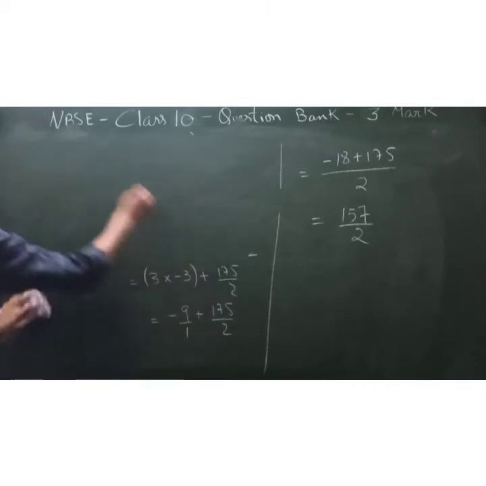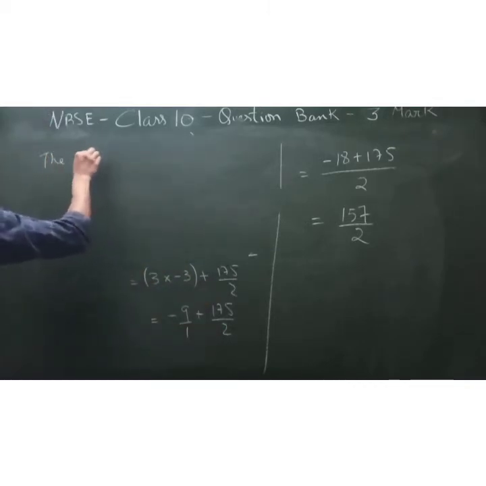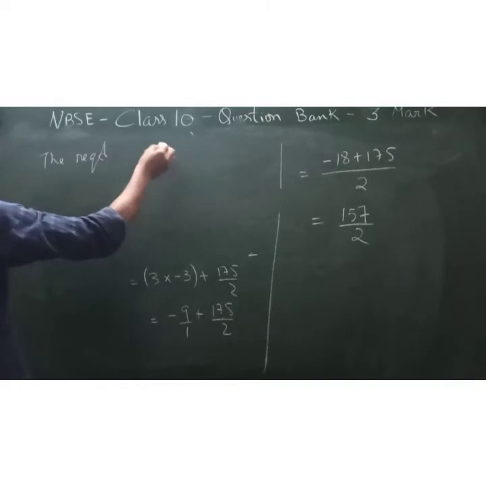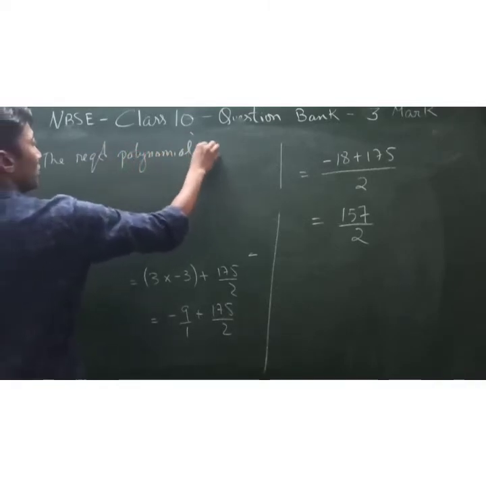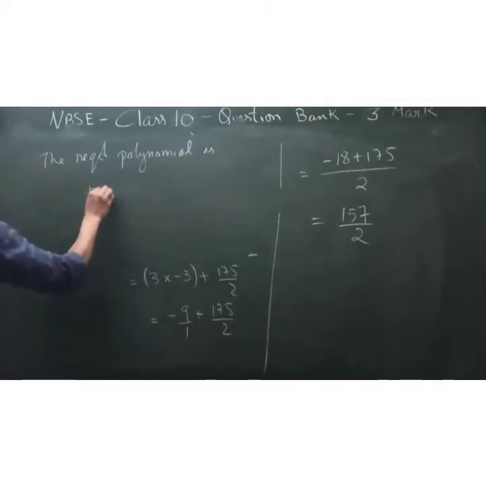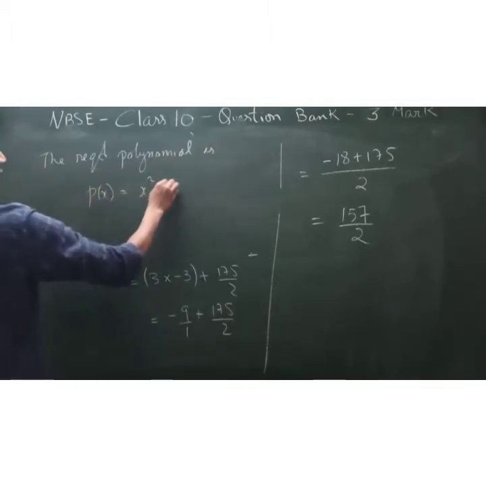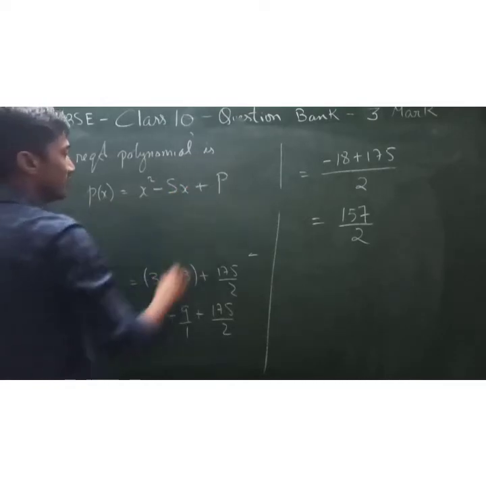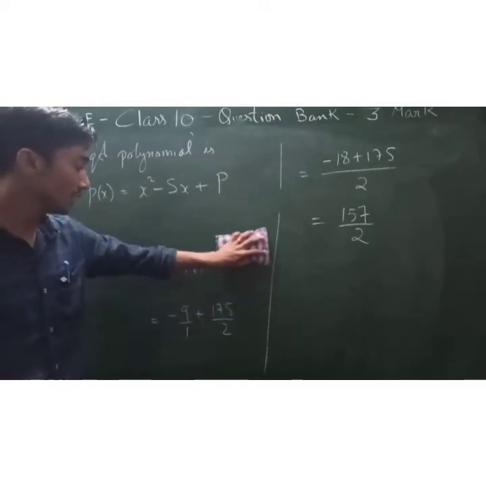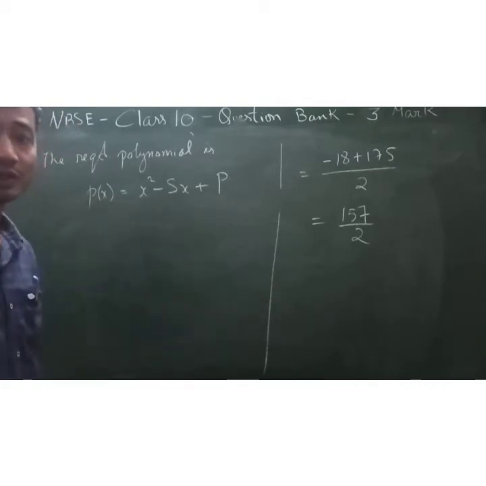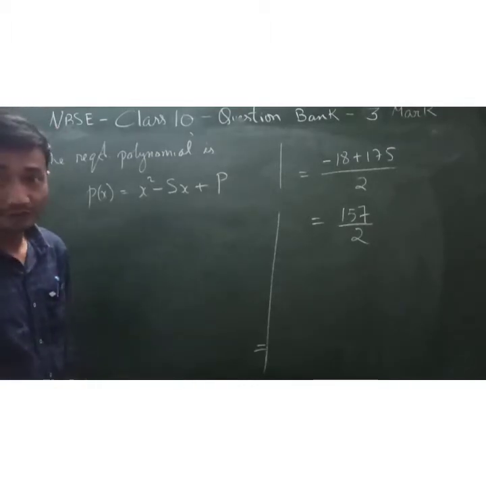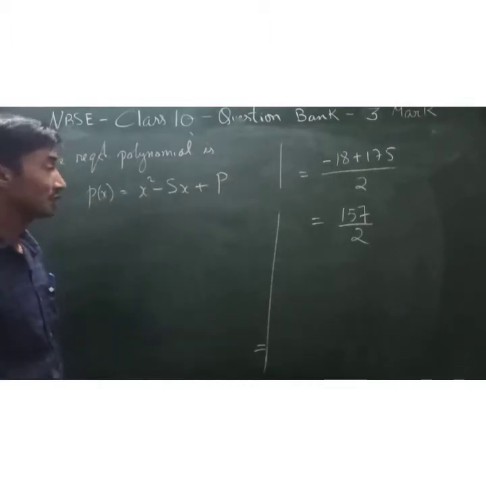I'm sure that all of us know how to find out the required polynomial. That's why we found out the sum and the product of the zeros. The required polynomial is p of x equal to x² minus sx plus p, where s represents the sum of the new zeros and p represents the product of the zeros.